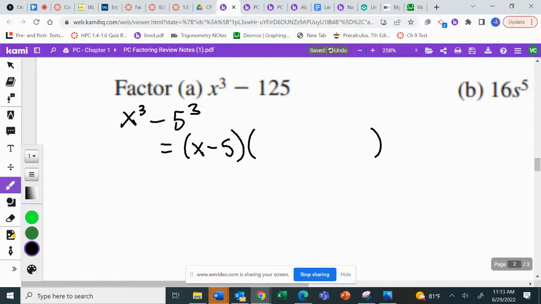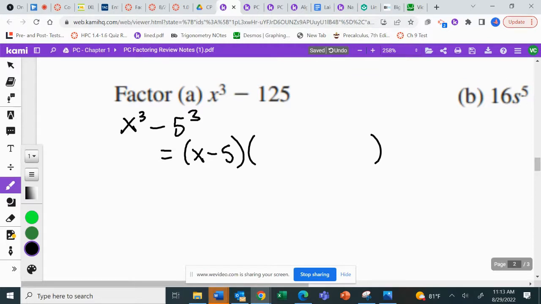For the second parenthesis, the first term and the last term are just these two squared. So I'm going to square the a, which is x, and I'm going to square the 5, which is 25. So this expands to x squared and 5 squared. And then the middle is the two of these multiplied together. So it would be minus negative 5x, but that becomes plus 5x. So there's only one minus sign in the entire factored form.